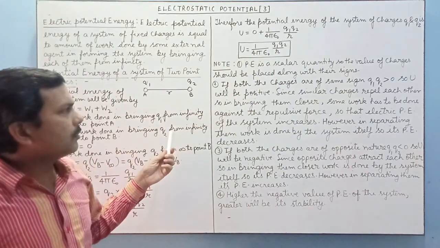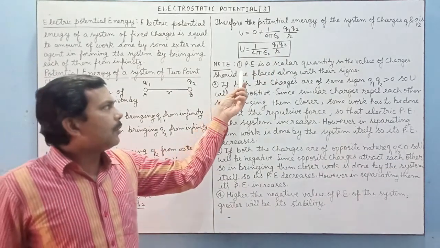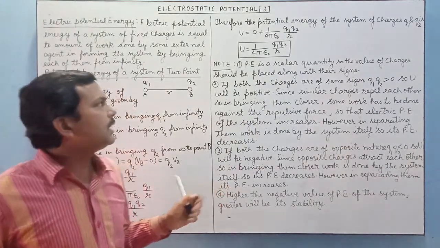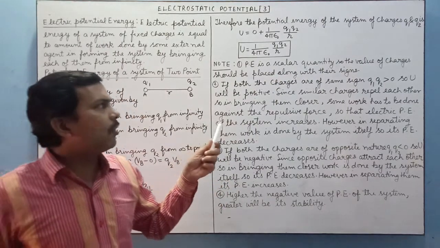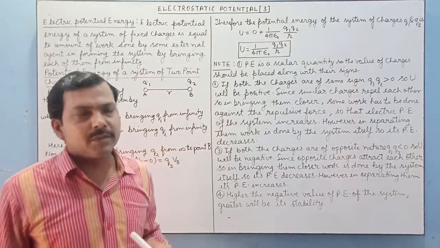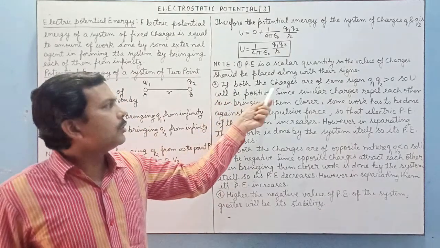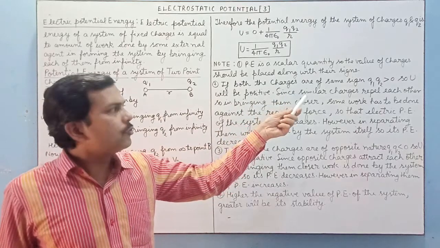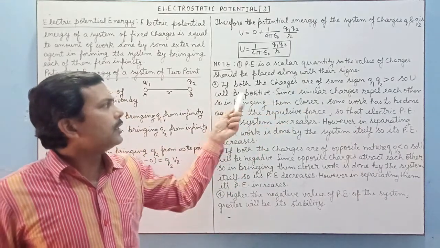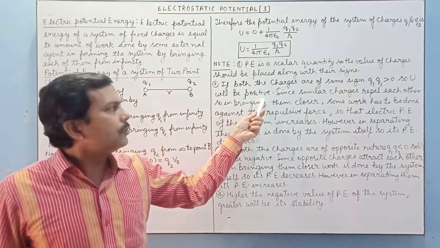You have to note a few things here. Number one, potential energy is a scalar quantity, so the values of charges should be placed along with their signs when we solve numerical problems. Number two, if both the charges are of the same sign, meaning Q1Q2 is greater than 0, in that case potential energy will be positive.